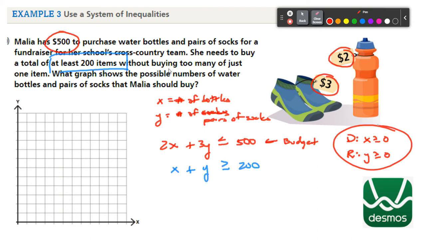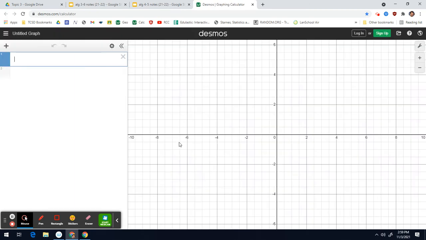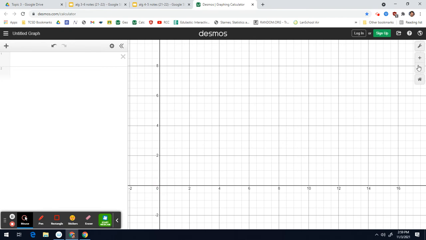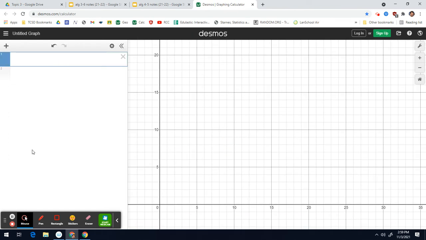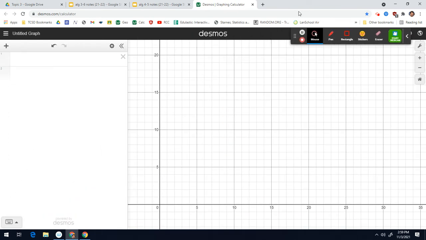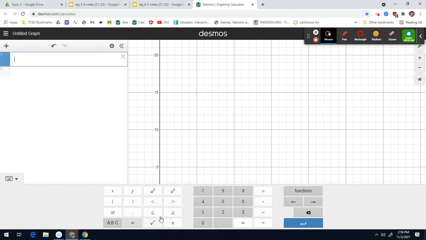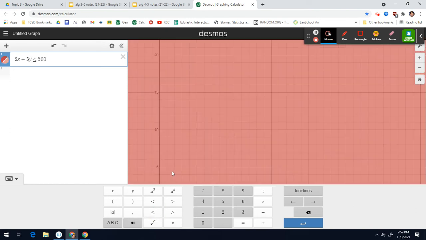So I'm going to go to Desmos and graph this with you. I'm going to show you how. Okay, so I should be able to click here and go right to Desmos. Yes, love the built-in links. All right, so again, what I'm going to do is click and drag this over here, and I'm going to zoom out one. So now this is the first quadrant, positive x, positive y. I'm going to type in that first inequality. Now you'll notice here in the keyboard, here are your inequality symbols. So it's got to be 2x plus 3y is less than or equal to 500. And now notice here there's this red shading.